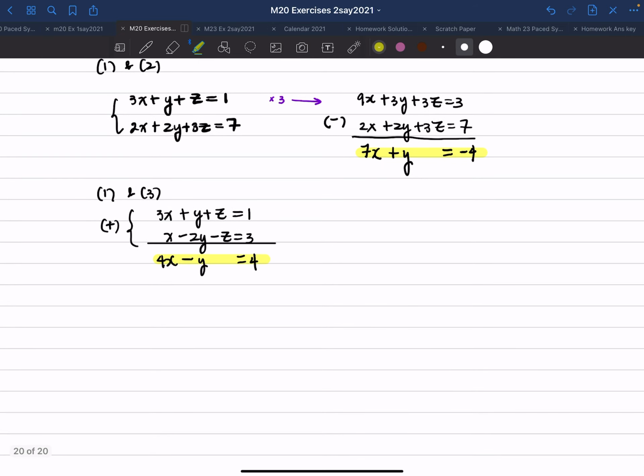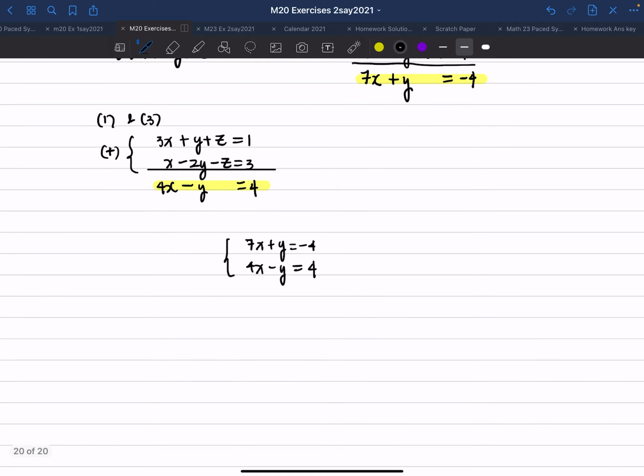And here we have these two equations. So, yung dalawang equations na nakuha natin, the two equations that we obtained, collect them and solve them just like you are solving 2 by 2 linear system. So, 7x plus y equal to negative 4. 4x minus y equal to 4. And try to eliminate one variable. One at a time only.